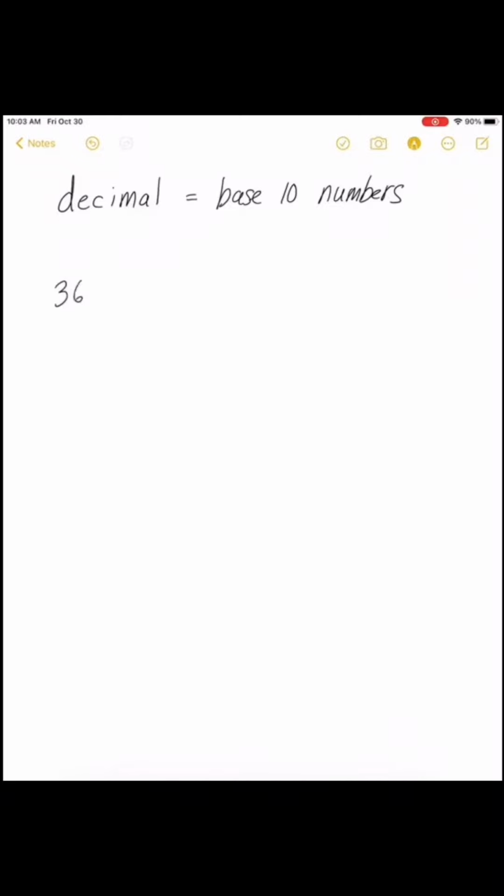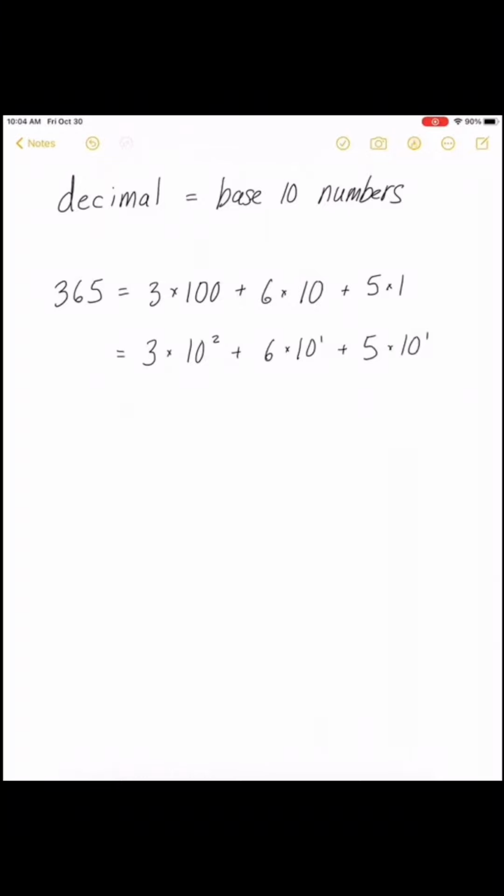So for example, if we take the number 365, that is 3 times 100 plus 6 times 10 plus 5 times 1. The significance of this, the reason I'm pointing this out, is that the place values are all powers of 10. So we have 3 times 10 squared plus 6 times 10 to the first plus 5 times 10 to the 0. My apologies. 10 to the 0 equals 1.